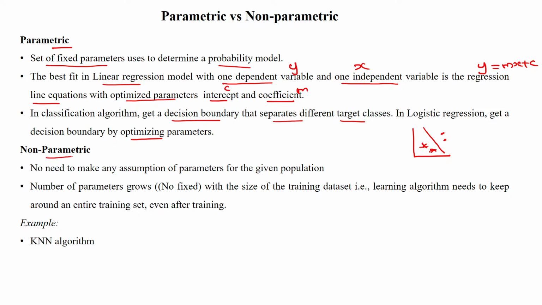But in non-parametric machine learning algorithms, there is no need for any assumption of parameters for a given set of samples. So here the number of parameters grows with the size of the training samples. That means the learning algorithm needs to keep around the entire training data set even after the training phase. An example of a non-parametric algorithm is the k nearest neighbor algorithm.